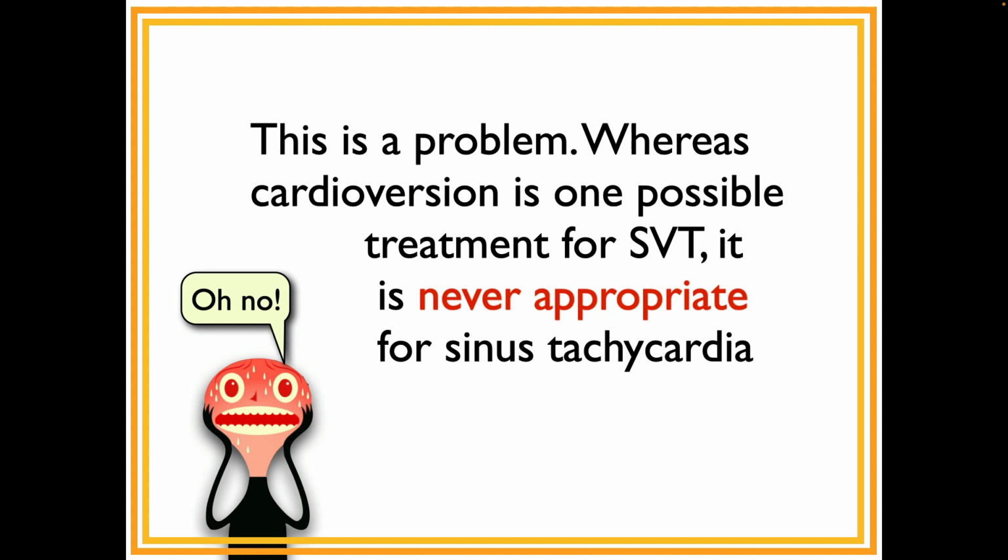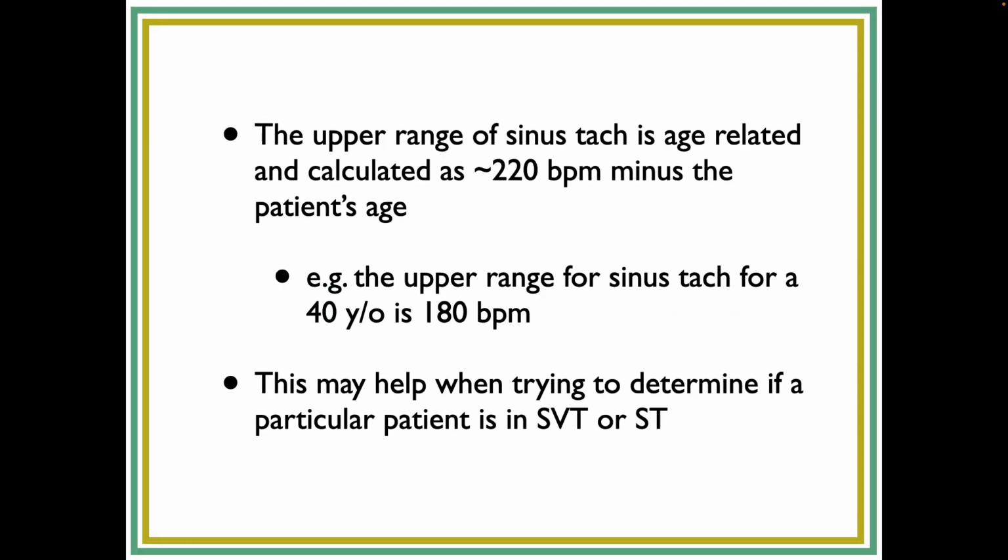Okay, and this is a real life problem. This is not theoretical. So a couple of things that will help you. First of all, the upper range of sinus tach is age-related, and I'm going to say the approximate equation for it is 220 minus the patient's age. So what does that mean?